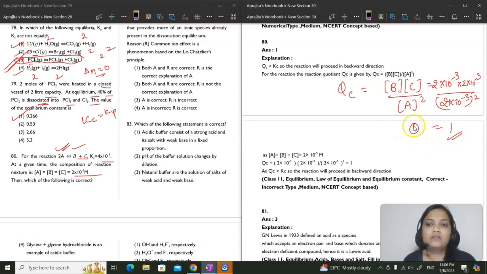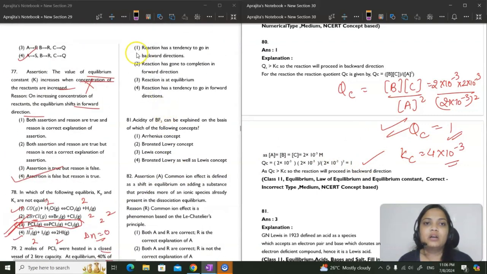So Qc is 1, and for Kc it is 4 into 10 to the power minus 3. So you can see here that the reaction quotient is greater than the equilibrium constant. So it means the reaction will proceed in the backward direction. Answer is option 1. Okay.